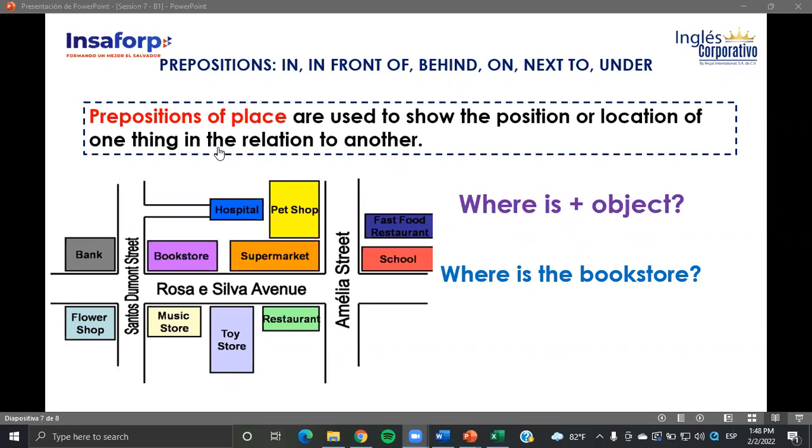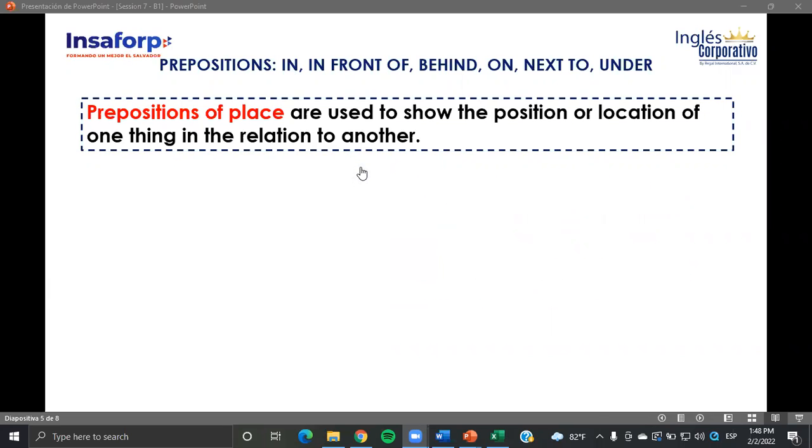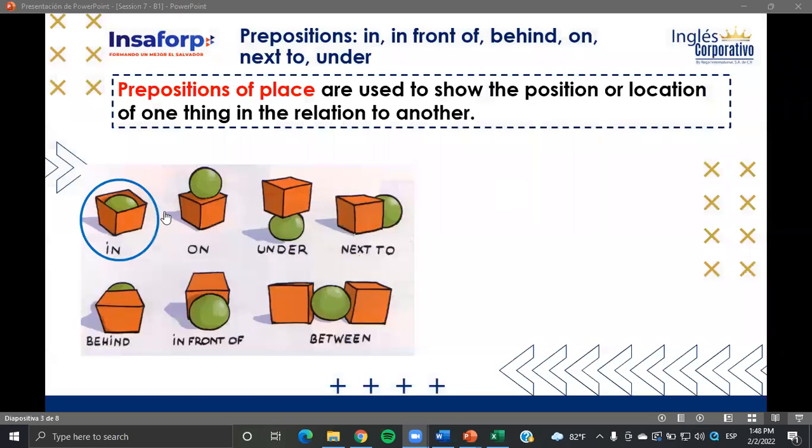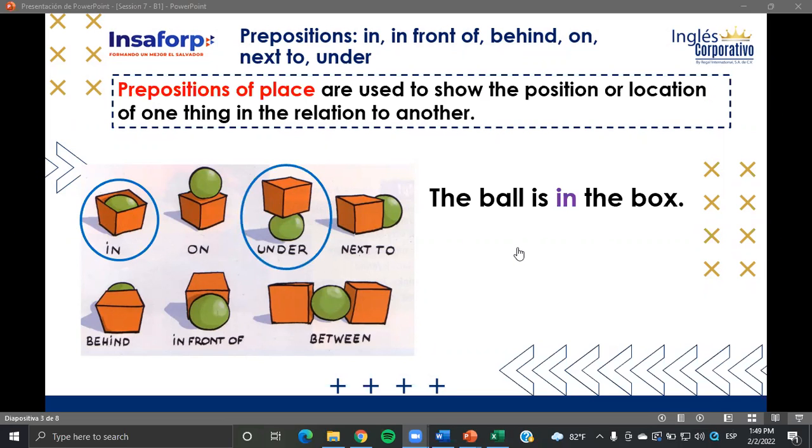We're talking about prepositions of place. So I shared this to your classmates. These are the prepositions: in, on, under, next to, behind, in front of, between. I was giving you different examples, like look at the picture again and focus on that one. We have a ball and we have a box. So we say the ball is in the box, inside. Or we can have this other possibility and we can say the ball is under the box. The ball is under the box. Okay.